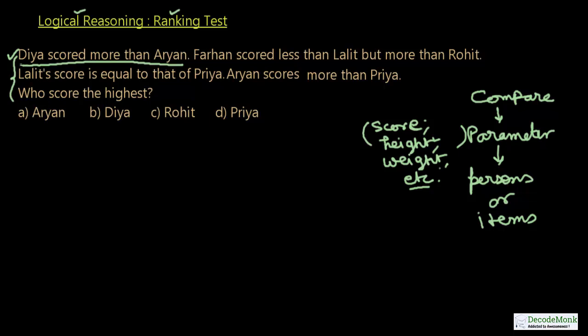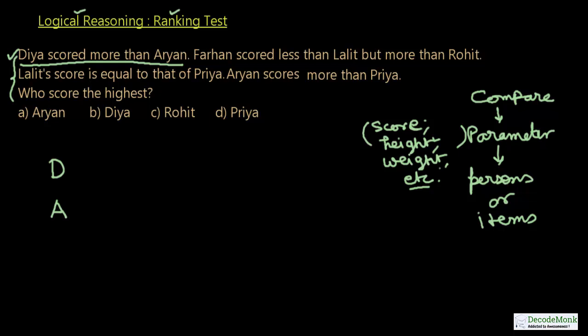The first sentence reads, Dia scored more than Aryan. We'll convert this statement into a short understandable code. Dia, I will not write the full name, and I also suggest you to do that because in a real exam time is very less. You have to concentrate on how to do things faster. So Dia scored more than Aryan. This is something we got from the first statement.